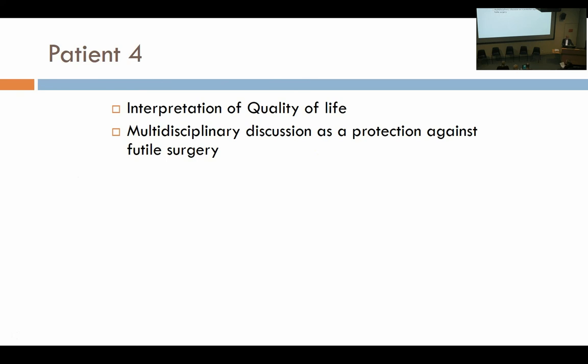multidisciplinary discussion is a protection against futile surgery. So in this particular case, my registrar advised me not to operate, but all the other specialists said operate. So again, there you go.